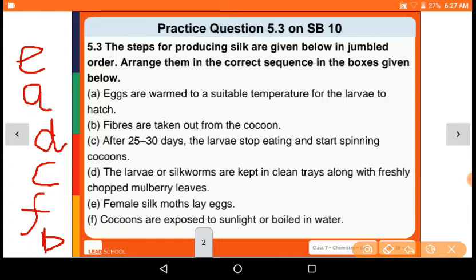So these are the steps: E, A, D, C, F, B. So these are the correct steps or correct sequence that you can write in your textbook in the box as your answers. Now let's see the next question.